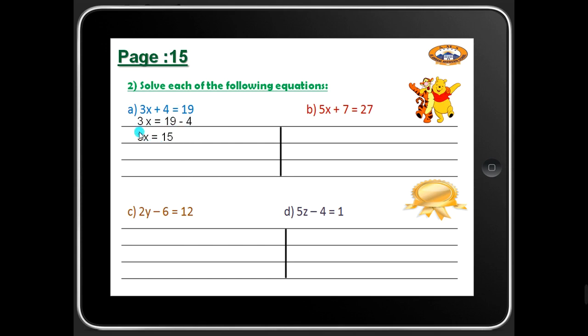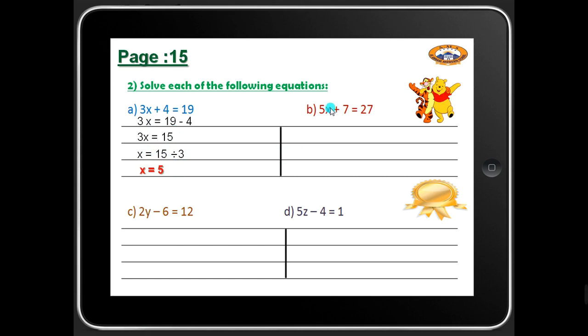So 3x equals 19 minus 4, my dear student, which gives me 15. Now we have the first type of the equation. So this is 3 times x. Move the 3 to the other part of the equation. Move the multiply, so it will become divide. Yes, so x equals 15 divided by 3, so x equals 5.